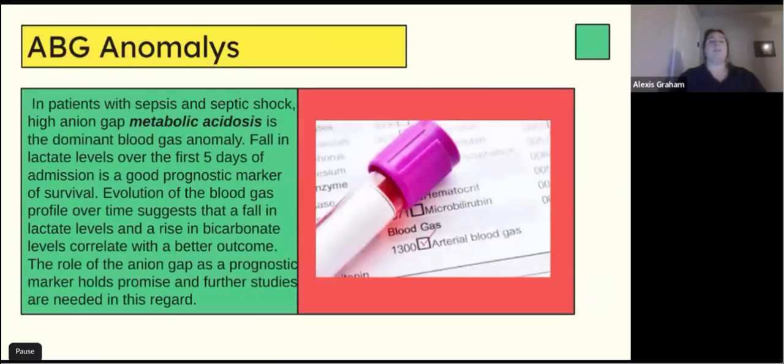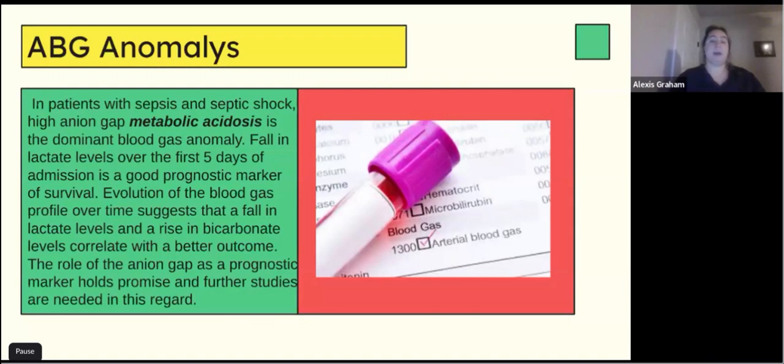ABG anomalies. If a patient is in septic shock, a high anion gap metabolic acidosis is the dominant blood gas anomaly. Falling lactate levels over the first 5 days of admission is a good prognostic marker of survival. So the evolution of the blood gas profile over time suggests that a fall in lactate levels and a rise in bicarb levels correlate with a better outcome. And the role of the anion gap as a prognostic marker holds promise, and further studies are needed in this regard.